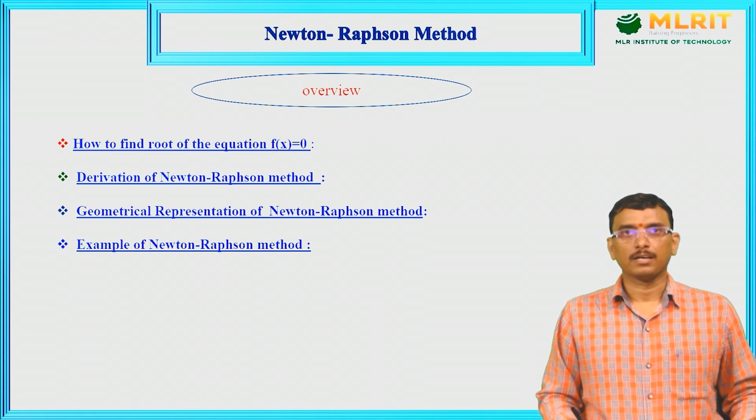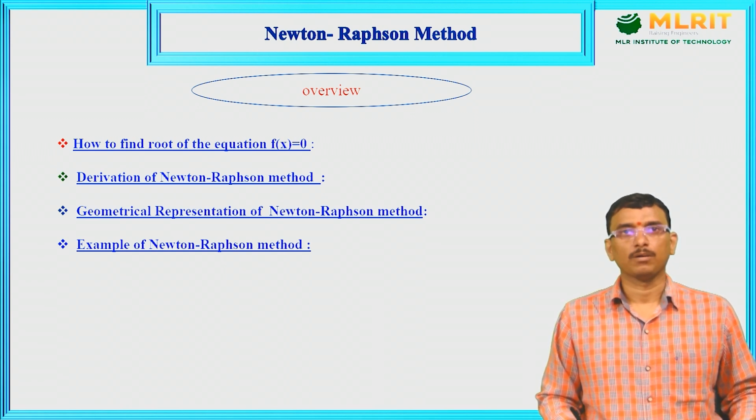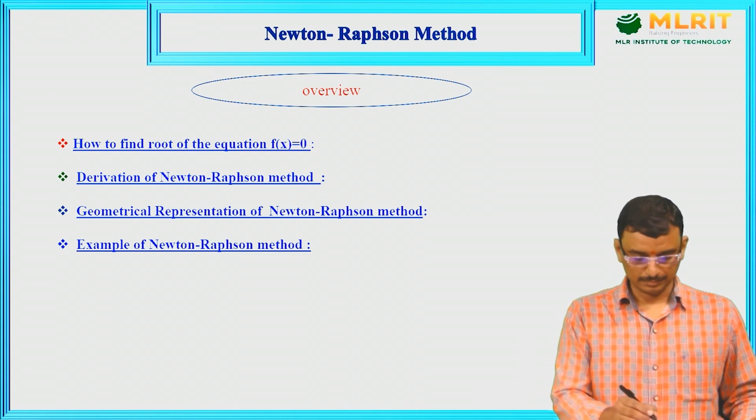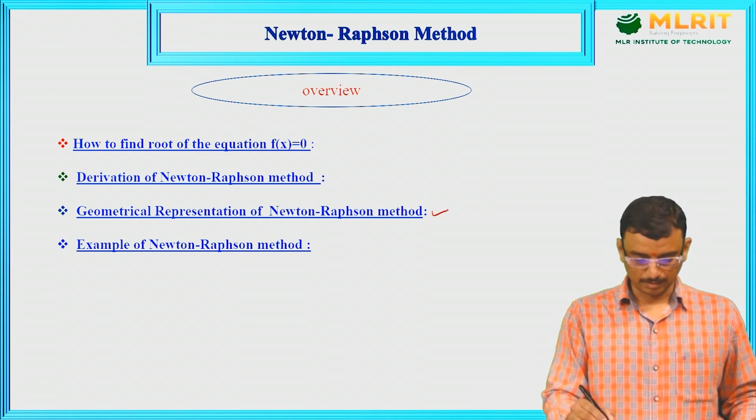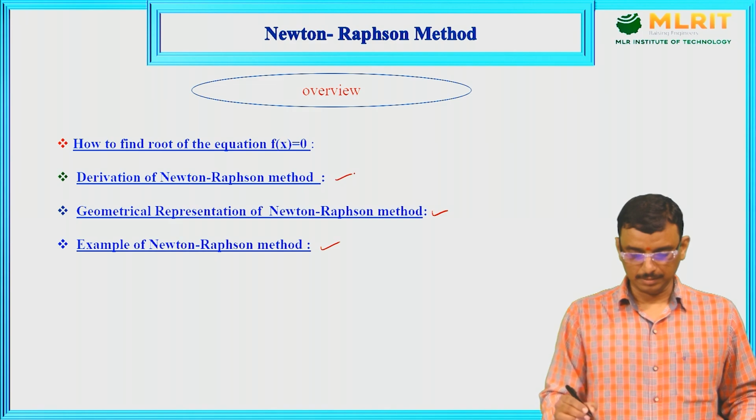So the overview of the topic is how to find the root of the equation, the derivation of the Newton-Raphson method, the graphical representation, and an example of the Newton-Raphson method.